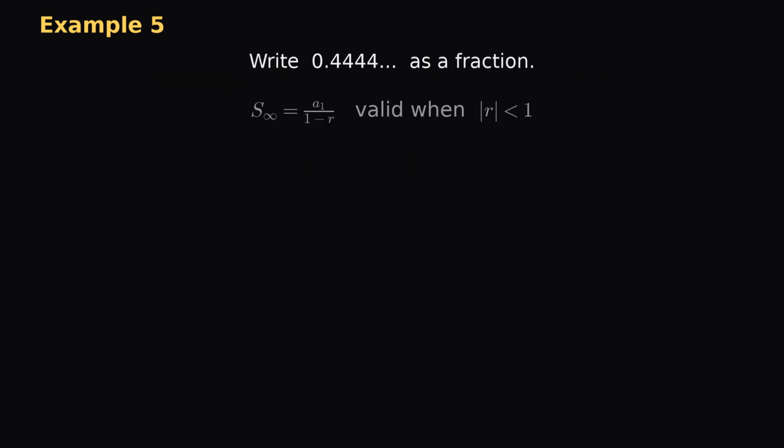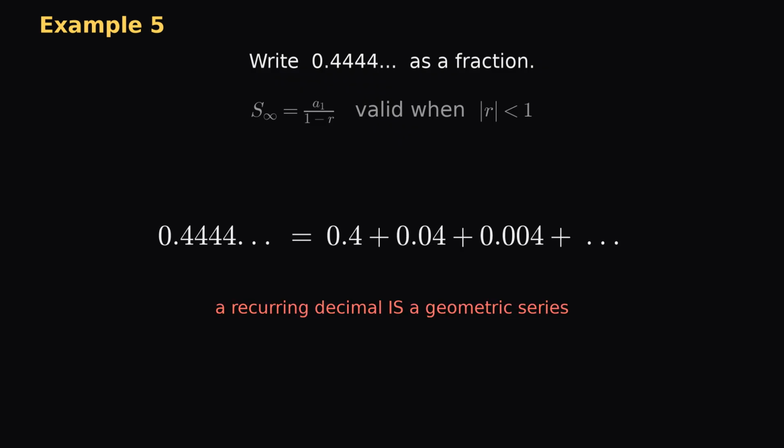Last one, and this is a classic. Write 0.4 recurring as a fraction. The trick is to see it as a series. 0.444 is 0.4 plus 0.04 plus 0.004 forever. And that's geometric. The first term is 0.4, and each term is a tenth of the one before, so r is 0.1.